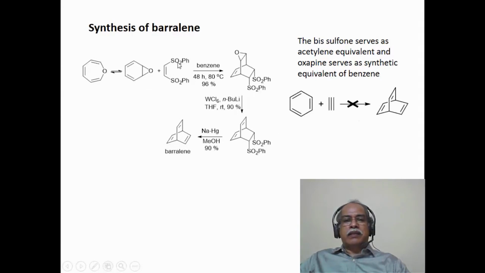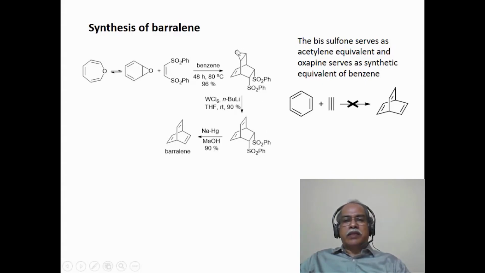Now, this is a disulfone substituted derivative, a sulfonyl substituted derivative, and that is acting as an equivalent of acetylene in this particular synthesis, as we will see soon. Now, all you need to do is get rid of the functional group and introduce a double bond in this position, and also introduce a double bond at this position.